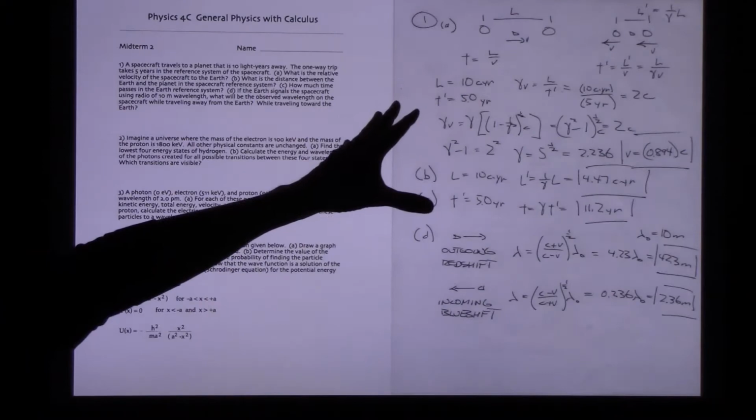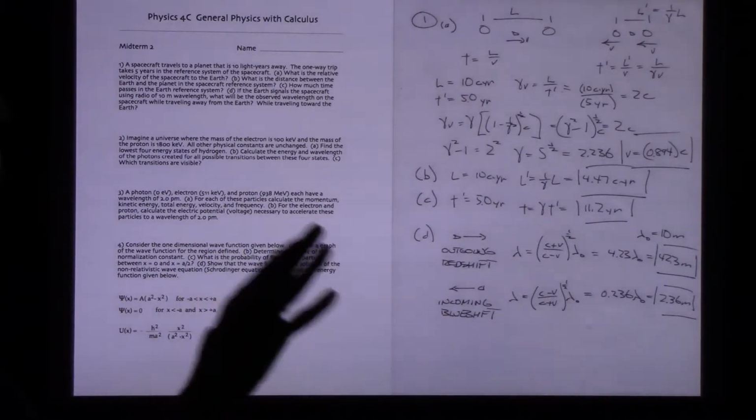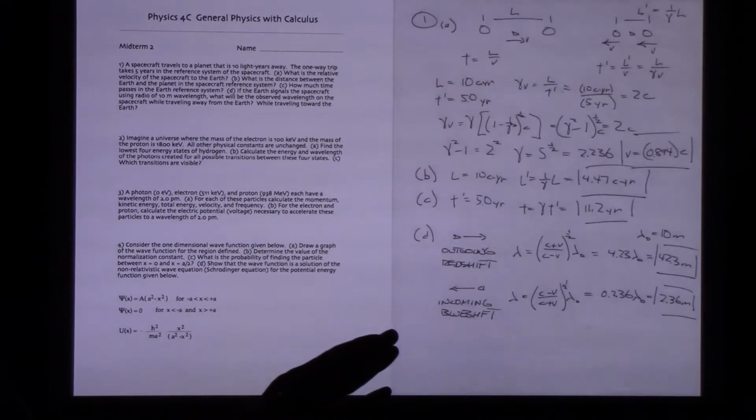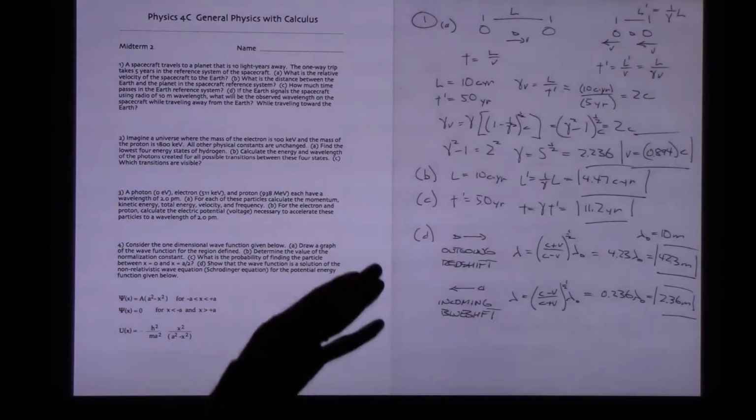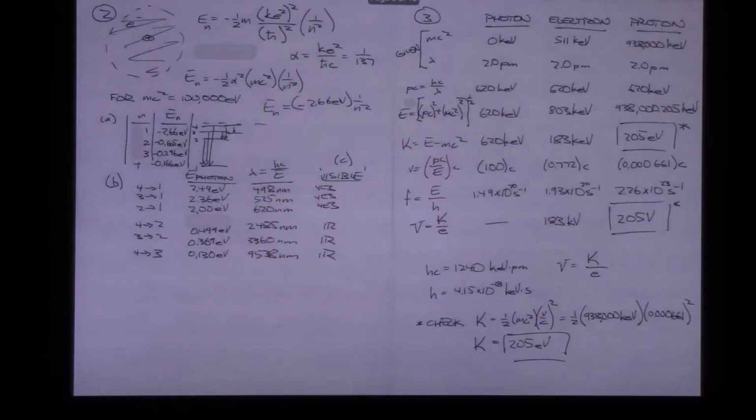Again, the key here is being really clear about the two references, and taking the distances and the times and making sure that you've placed them into the correct references. All right, let's move on to problem 2.